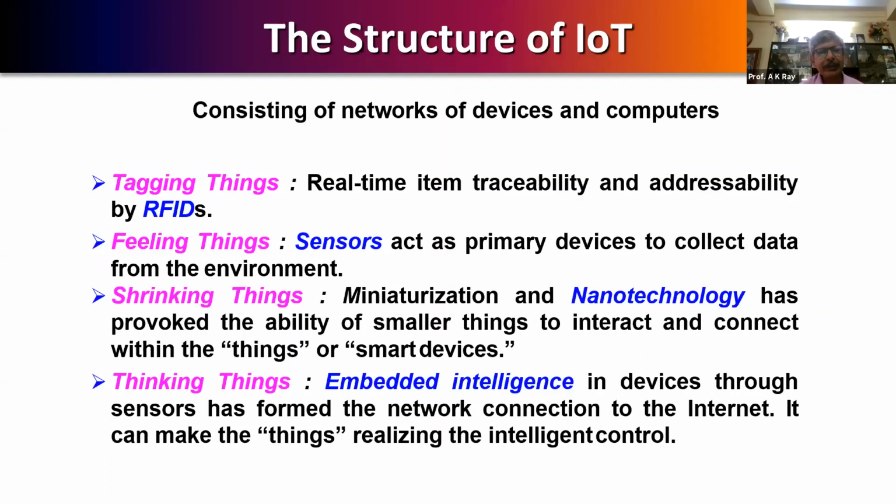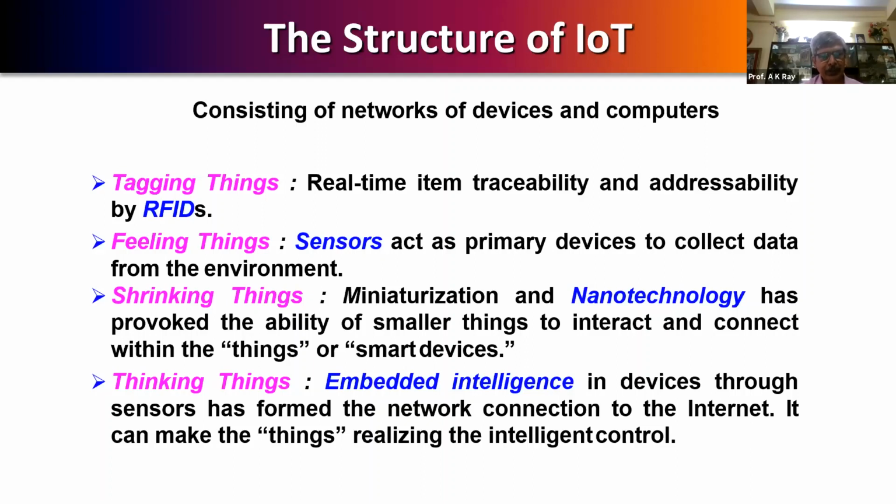And sensing is the most important thing, and sensors are closely related with IoT. Without sensors, there cannot be IoT, because otherwise it becomes simply the internet. So feeling things by sensor. Even RFIDs are also a kind of sensors.